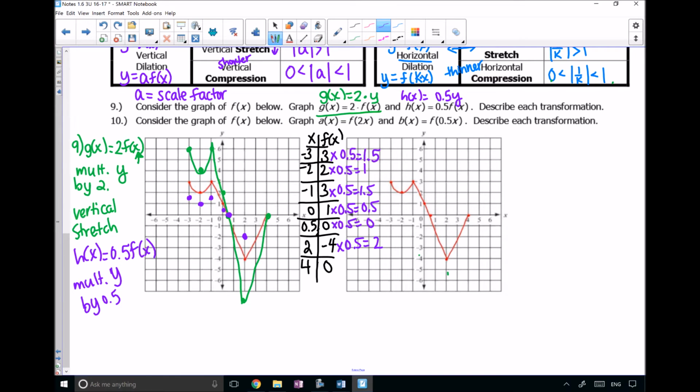It gets closer to the x-axis. And then 0 times 0.5 is 0, so this point right here stays the same. Remember, again, all my x values are staying the same because nothing's happening to them. So when I connect my dots, I end up getting my graph looking like this. So this right here I can say is a vertical compression.